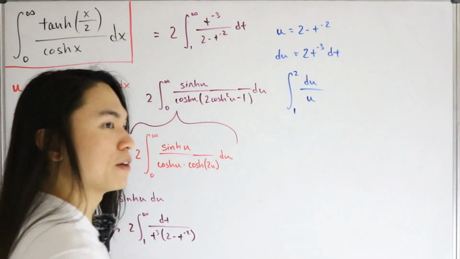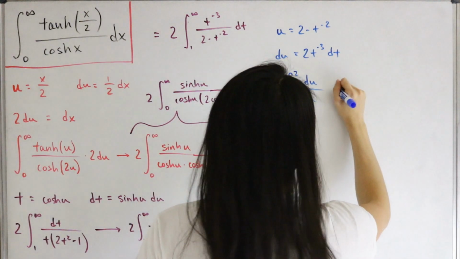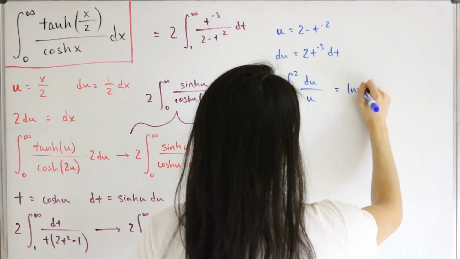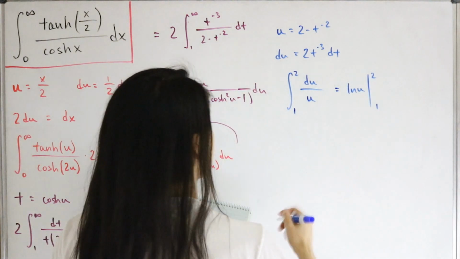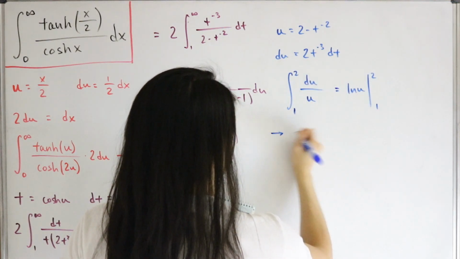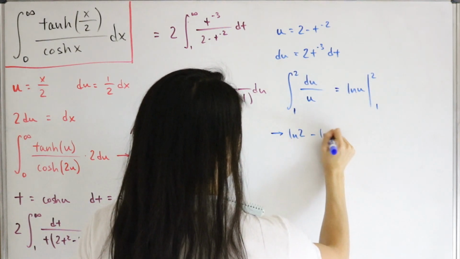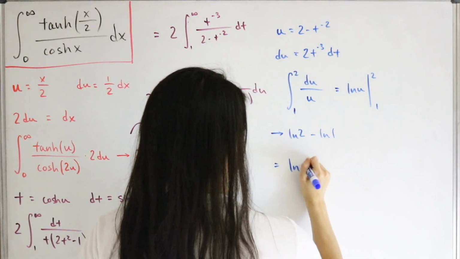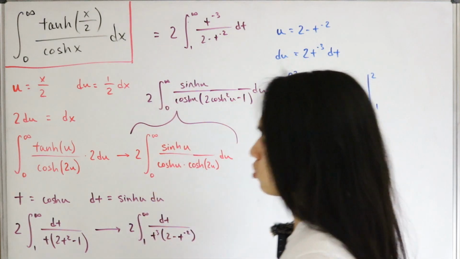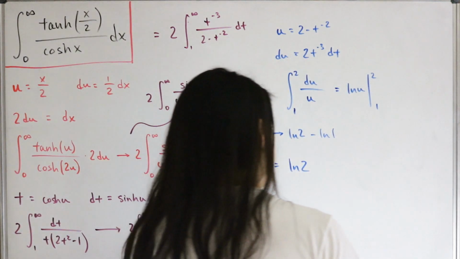A simple derivative, it's a 1 over u du. We know that that's going to be the antiderivative of ln of u. And then we evaluate our bounds from 1 to 2. So in other words, that's the same thing written as ln of 2, subtract ln of 1. ln of 1 is equal to 0, we know that. And so therefore, the final answer to this hyperbolic integrand is indeed just the natural log of 2.